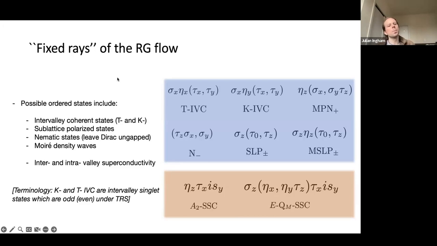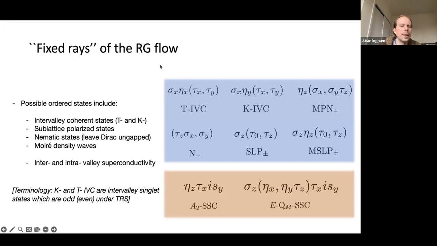In addition, we get various sublattice polarized states. These are insulators proportional to sigma z. And these have Chern numbers that are either 0 or non-zero. Yeah, some of them have non-zero Chern number.